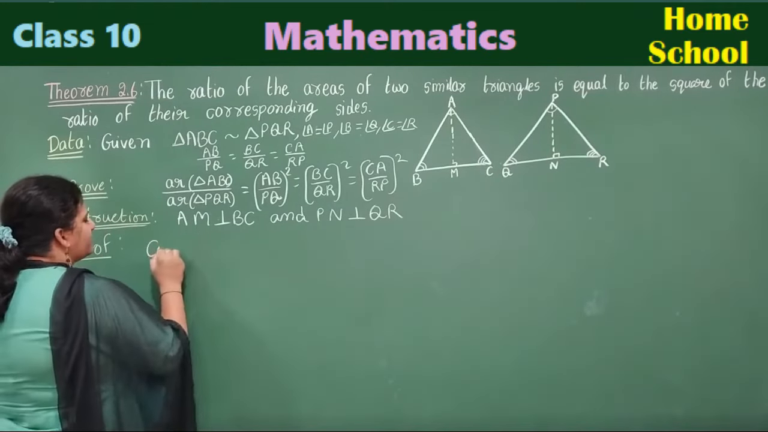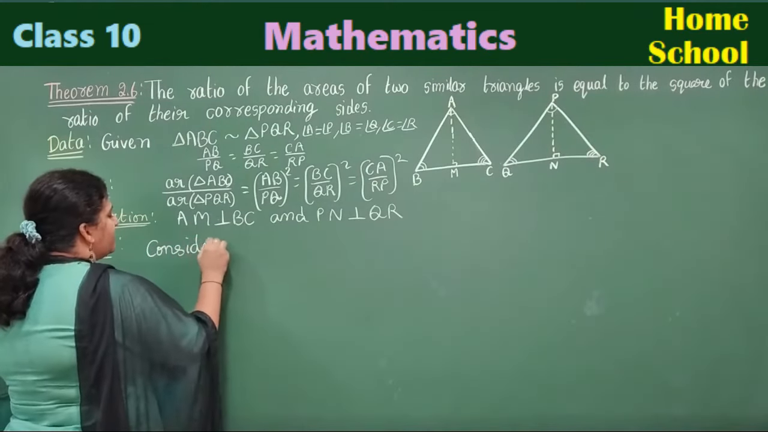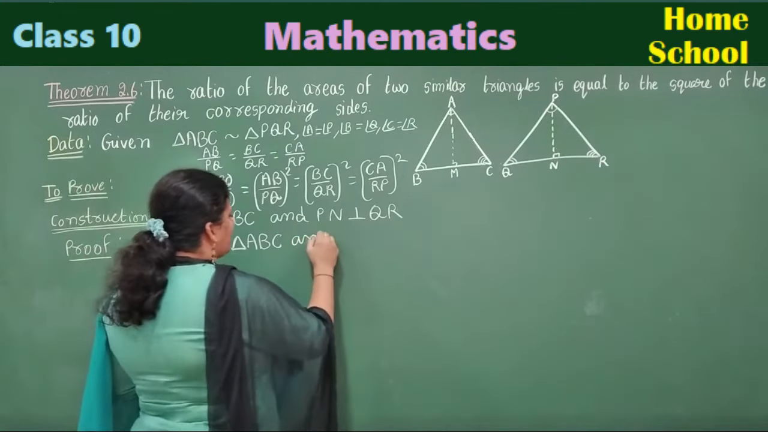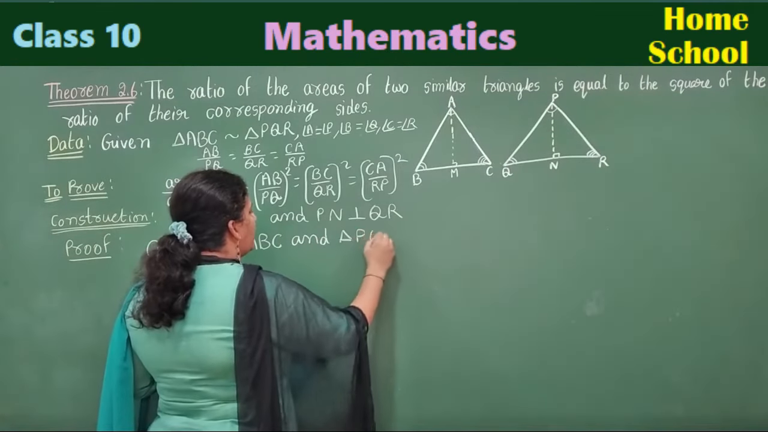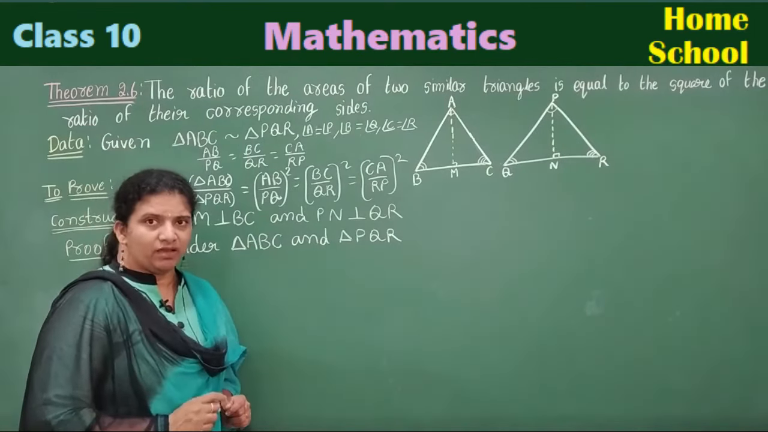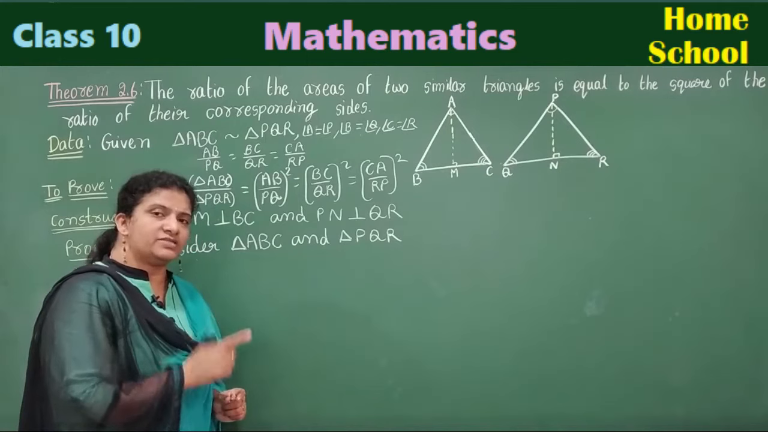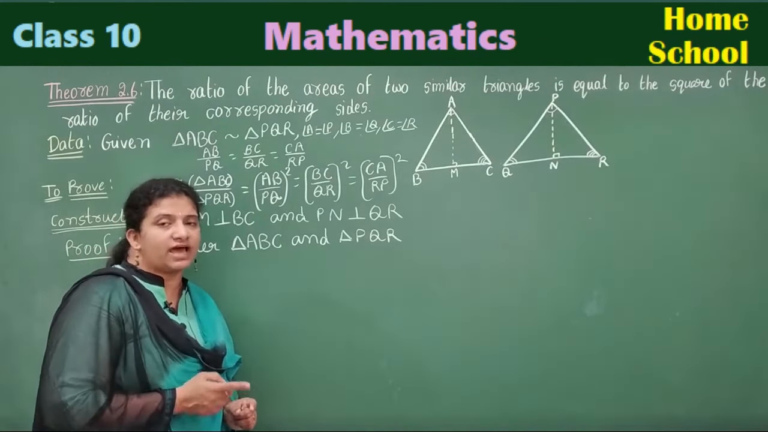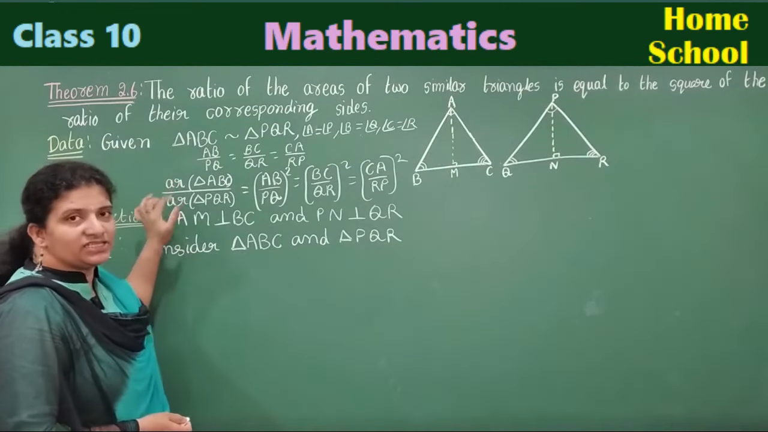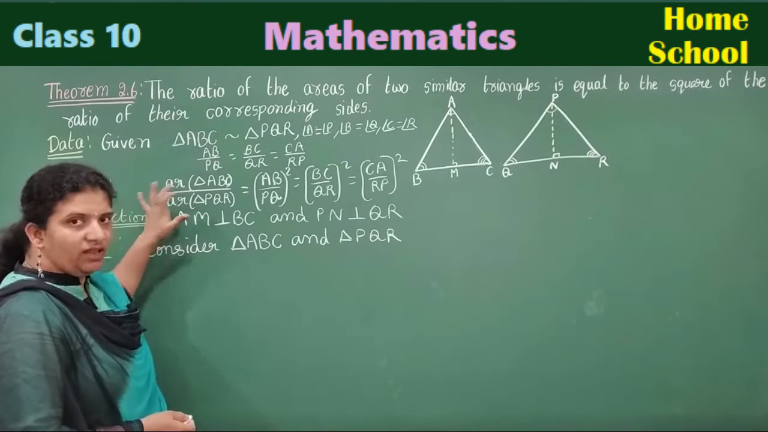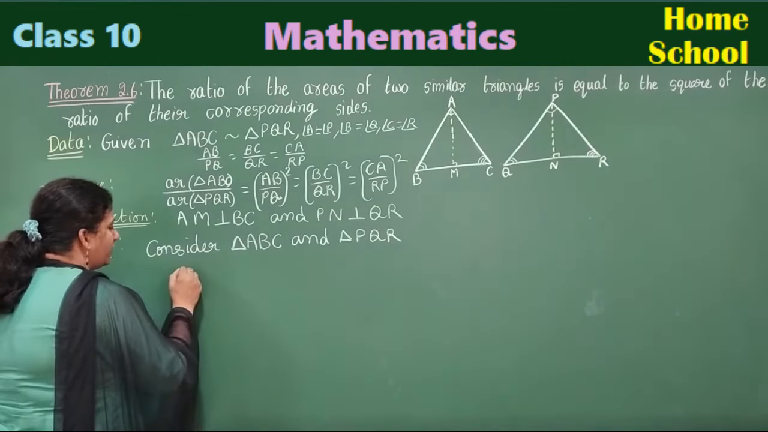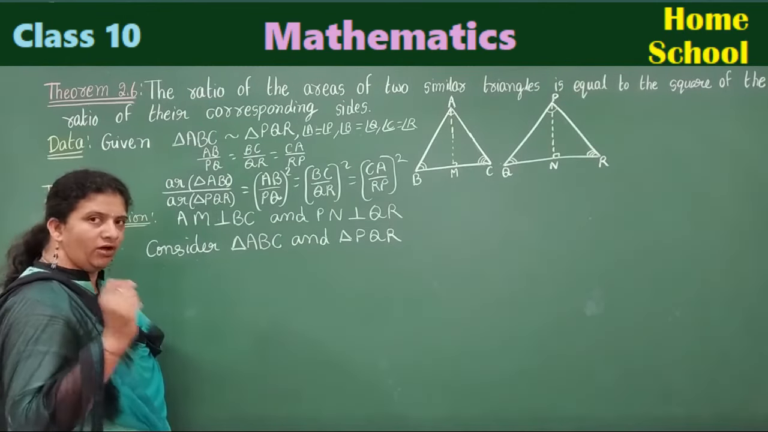So now consider the two triangles, triangle ABC and triangle PQR. What do we know, children? We know that the two triangles are similar. If they are similar, the corresponding angles are equal and the corresponding ratios are in proportion. But now what do I need to find? Let me find the LHS part, that is area of this triangle by area of this triangle. So what is the area of a triangle? Half into base into height.